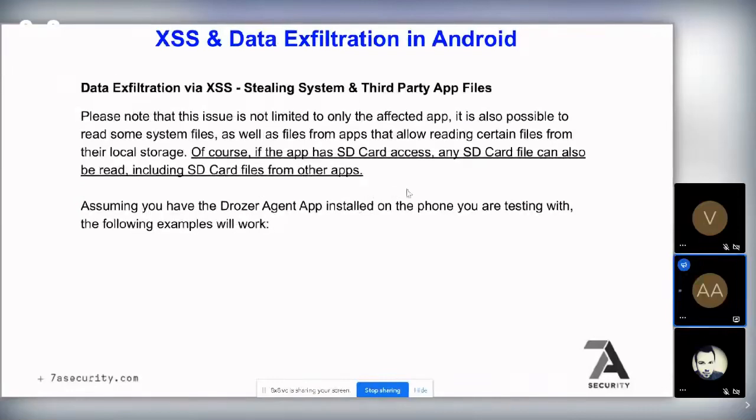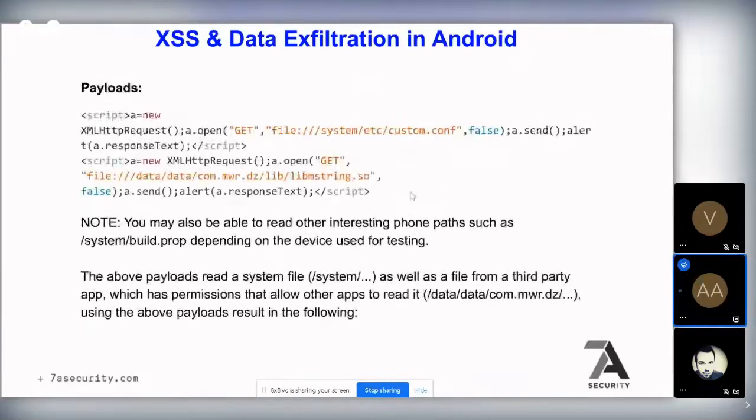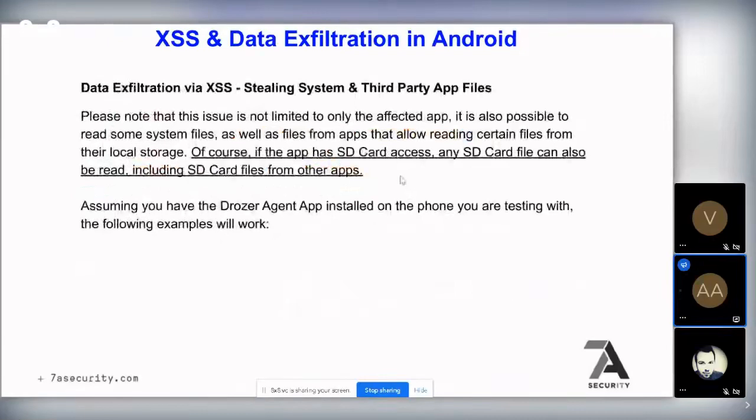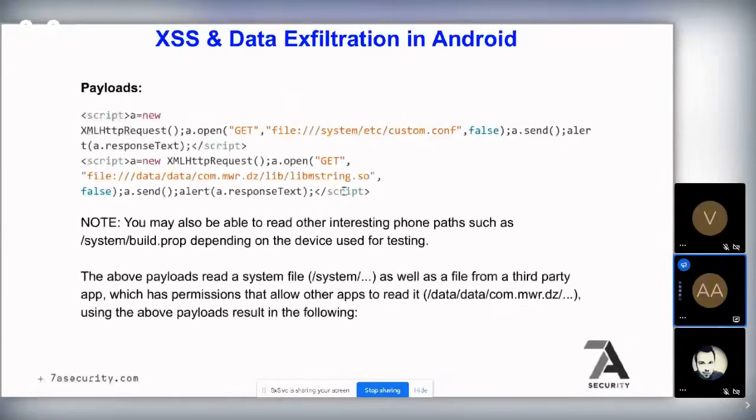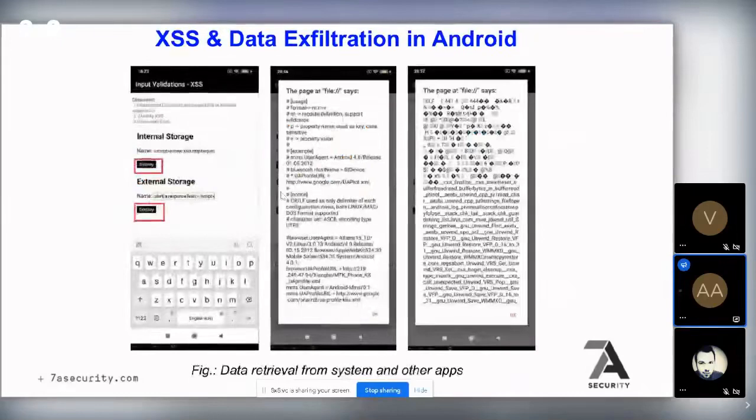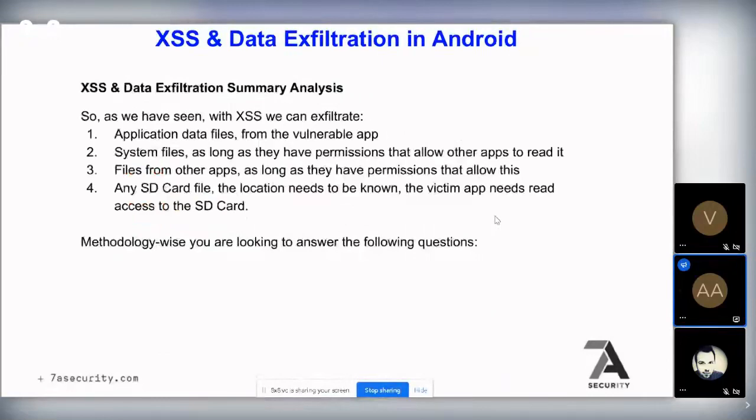And then if the application has SD card access, then any file that the application can read from the SD card is something that you could steal with the XSS. Then if there's other files on the phone that have permissions that allow the applications to read them, then this will also be possible to be stolen with XSS with data exfiltration. So this is an example of reading a configuration file from the phone or reading a file from the browser, which has permissions that allow other apps to read it. So it's just a demonstration, right?